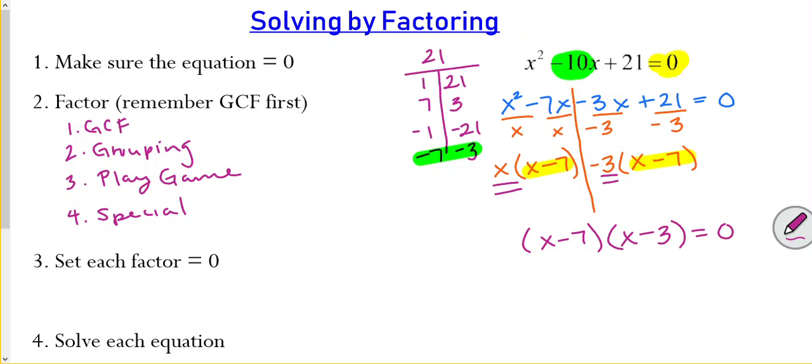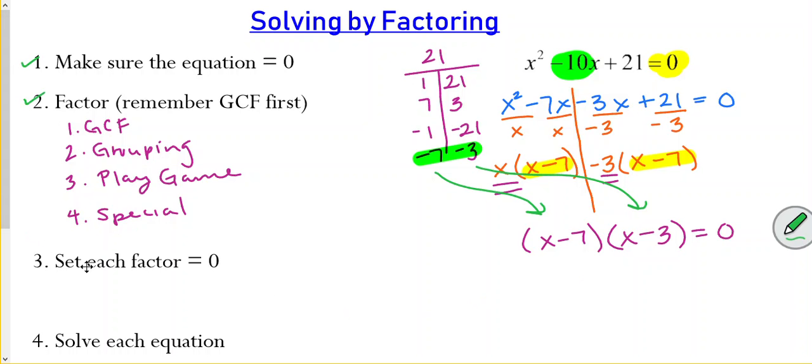I haven't solved anything, all I did was factor. Now if you remember, we talked about, because there was no number in front of x squared, once you found your numbers, you could have gone straight to your factors with x minus 7 and x minus 3. And if you didn't remember that, that's fine. We just factor. So we've done step 1, we've done step 2.